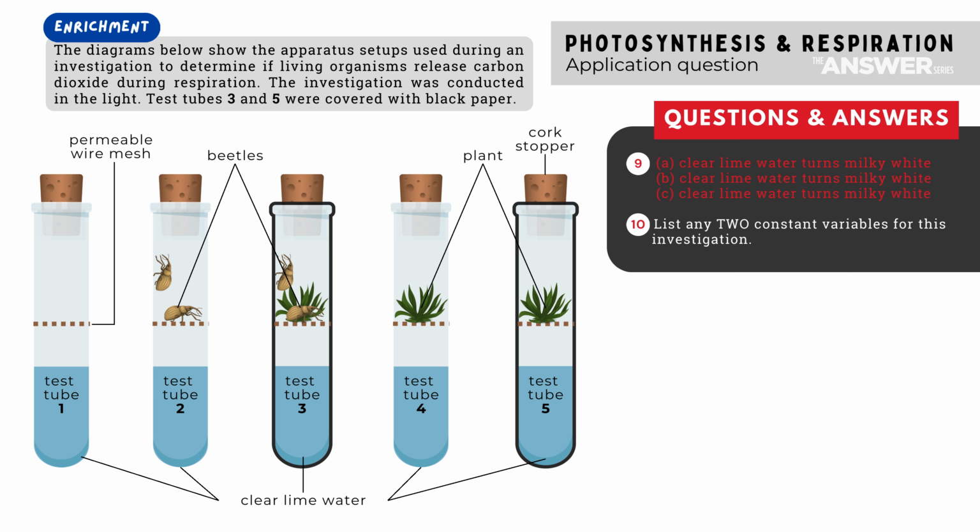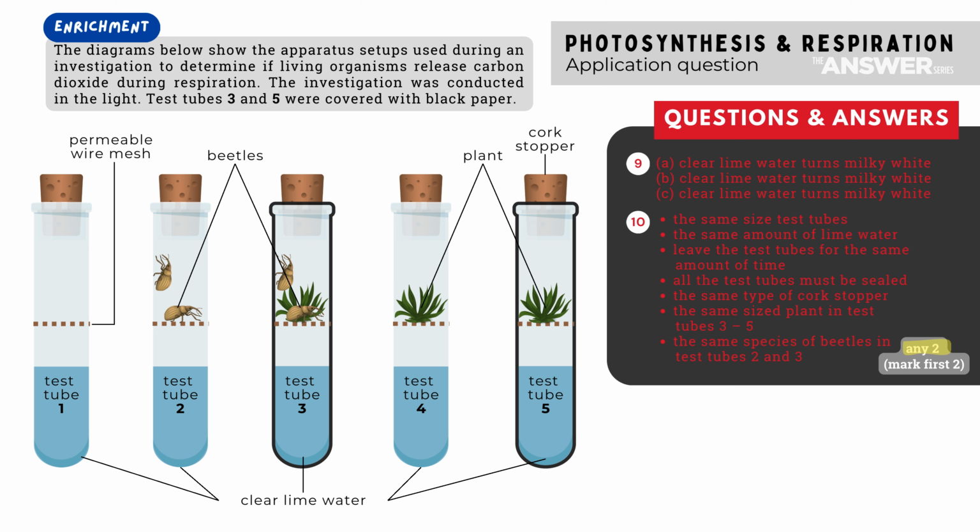And then the last question says to list any 2 constant variables for this investigation. Now, right at the start, when we went through the setup, we actually already identified the constant variables for the test tubes. Remember, however, that because this question asks for 2 constant variables, you can provide any 2 constant variables listed on the memo, but whoever marks your paper will be instructed to only mark the first 2 answers provided. So make sure that the first 2 answers you give are the ones you are most certain of.